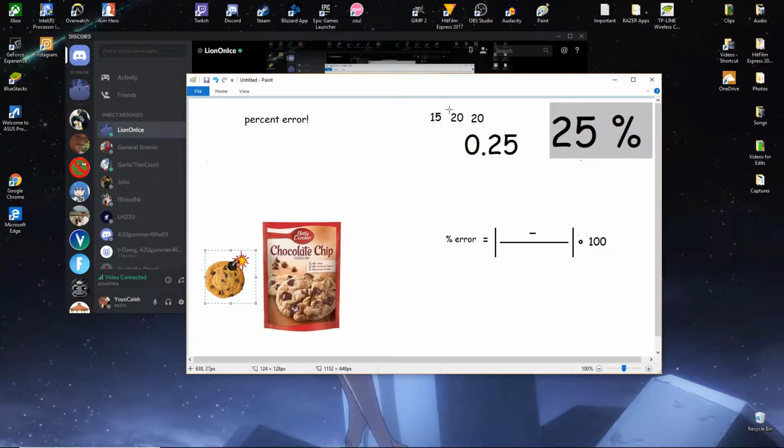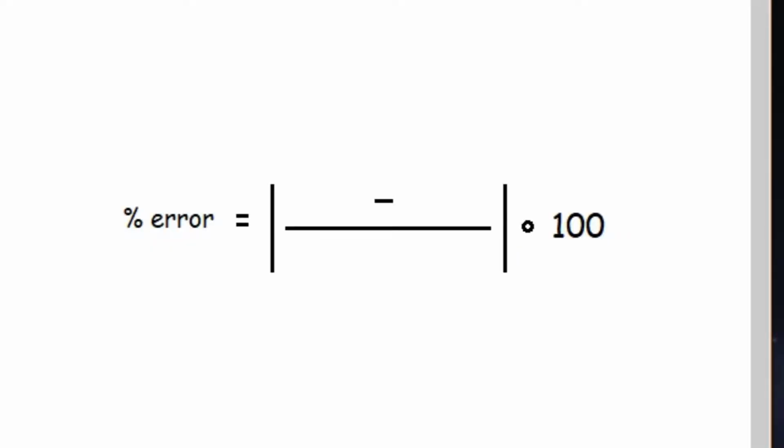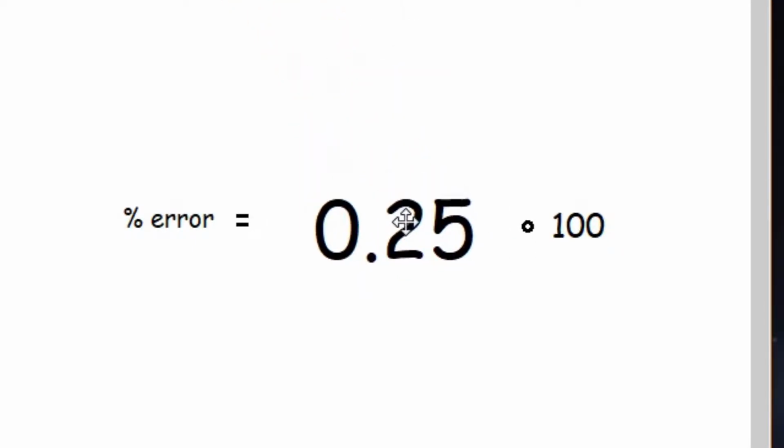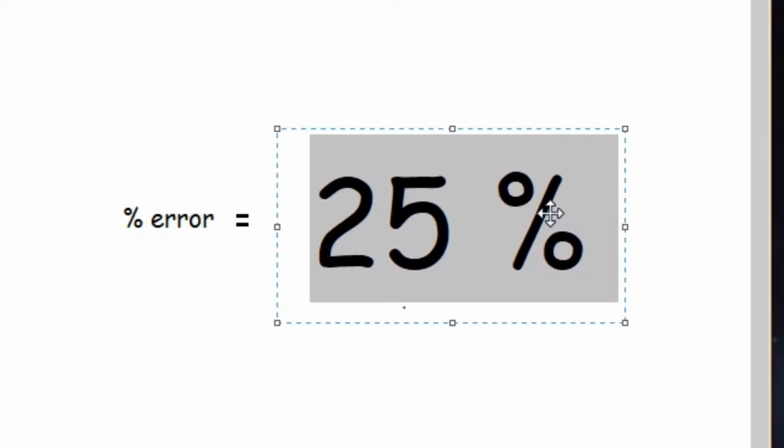Alright, okay, excuse me. Anyways, guys, so let's say that the recipe says it's going to make 20 cookies. I'd put that there for the theoretical value. But, you know, somehow I mess it up. I only make 15 cookies. So I would do 20 minus 15. You get 5 and put that over 20. And you would get 0.25. And you would multiply that number times 100. And you'd get your percent error to be 25%.